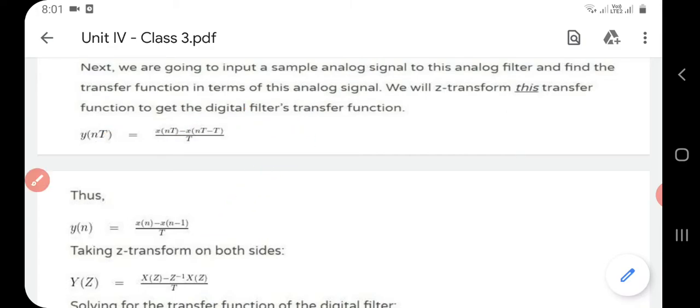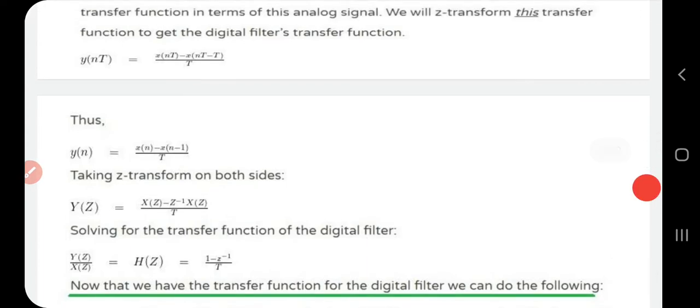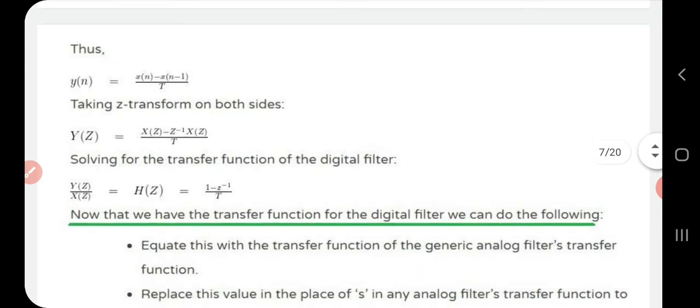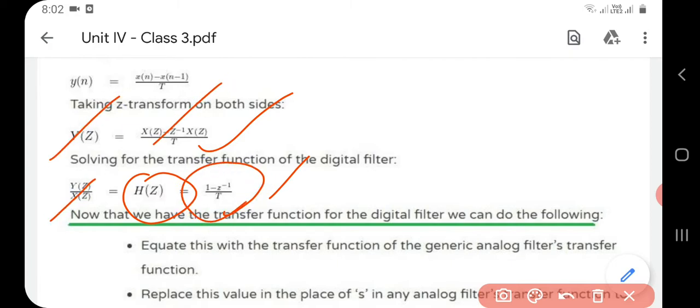Now taking Z transform, y of n is Y of z, then x of n will be X of z minus z raised to minus 1 X of z, all by T. Now on solving Y of z by X of z from this equation, it is represented as H of z and is given by 1 minus z raised to minus 1 by T. That is, we are dividing the LHS and RHS with X of z. Okay, that's how we get this.